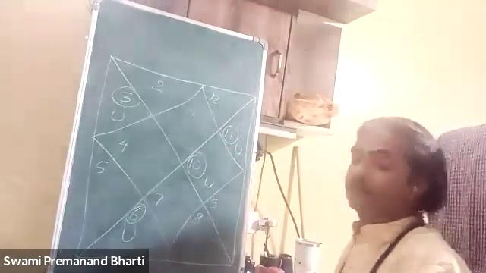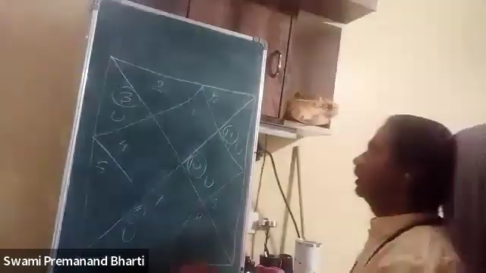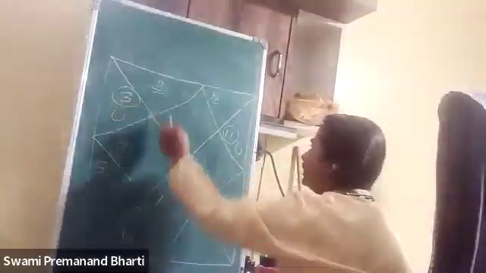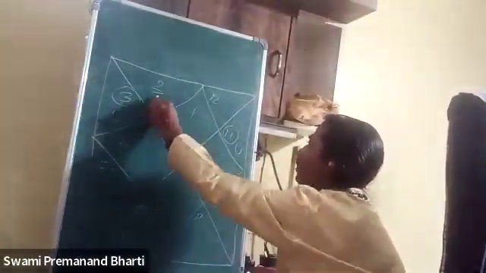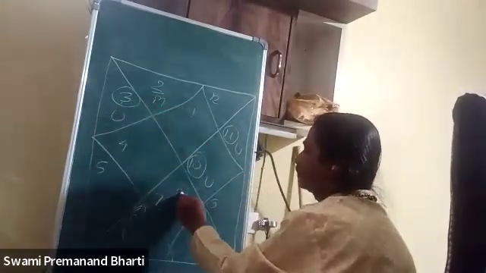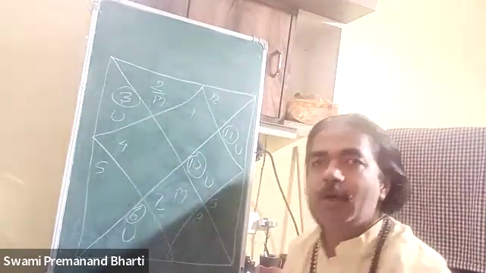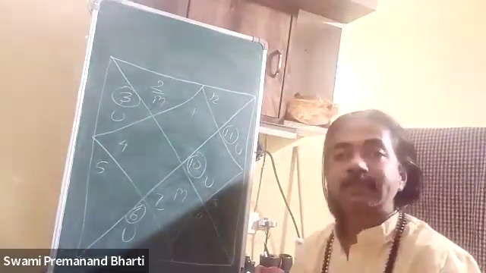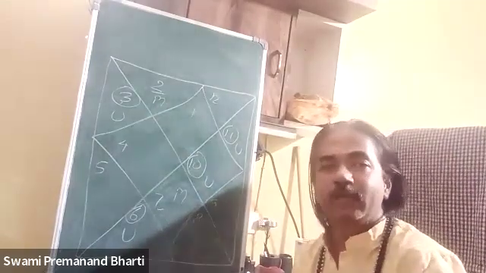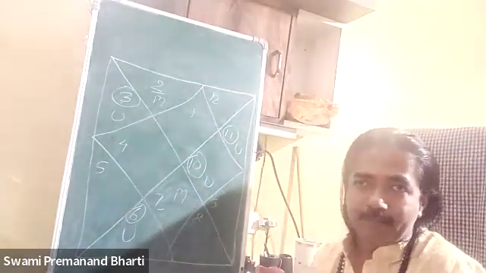Okay, this is it. The final categorization is Marka houses: second house and seventh house. These are called Marka houses. Marka means killer or death-inflicting houses.